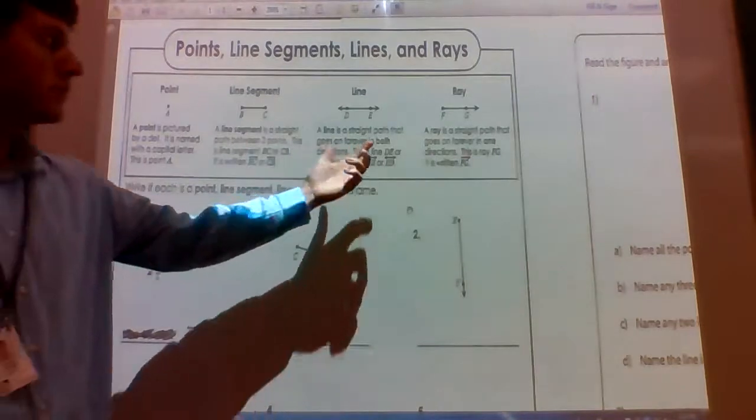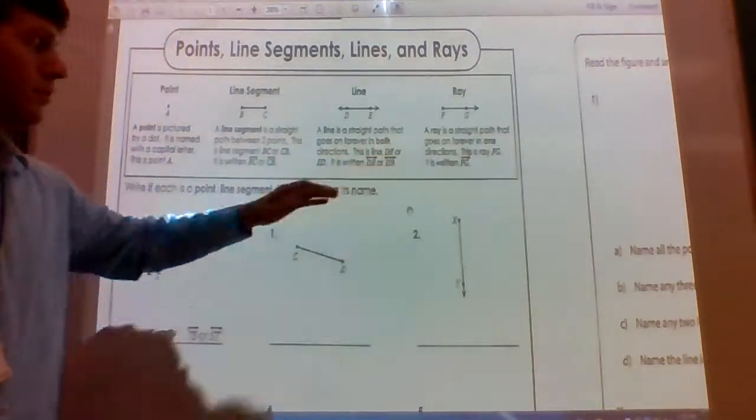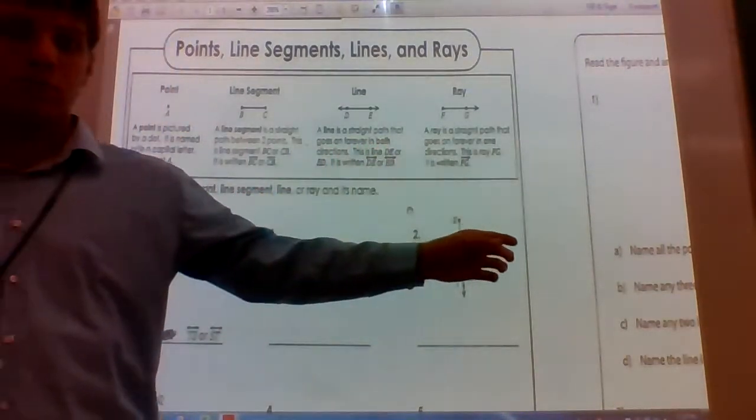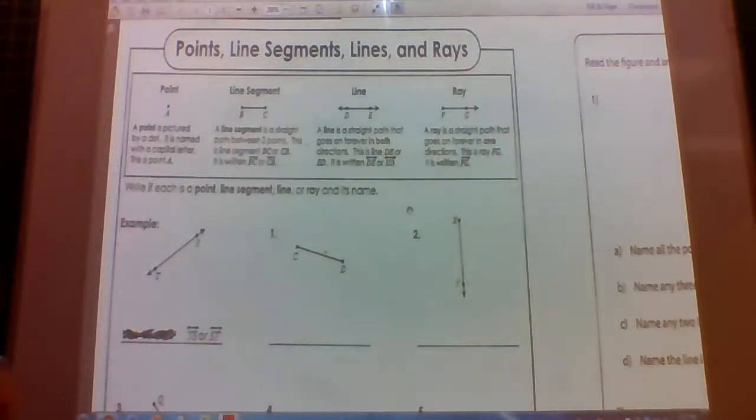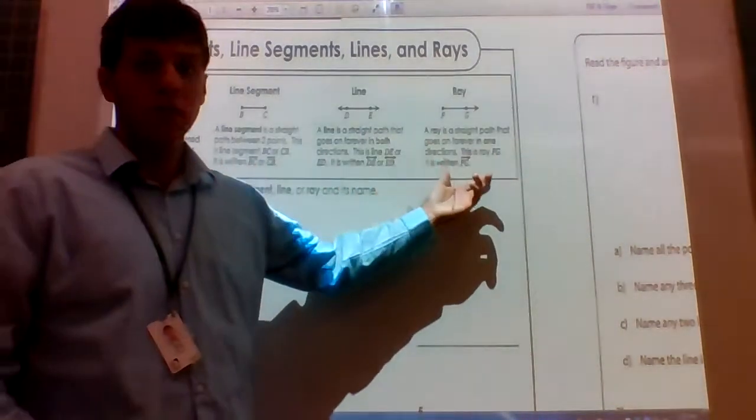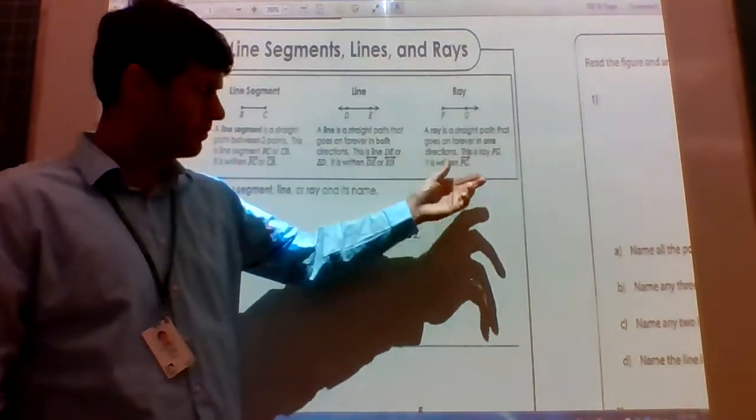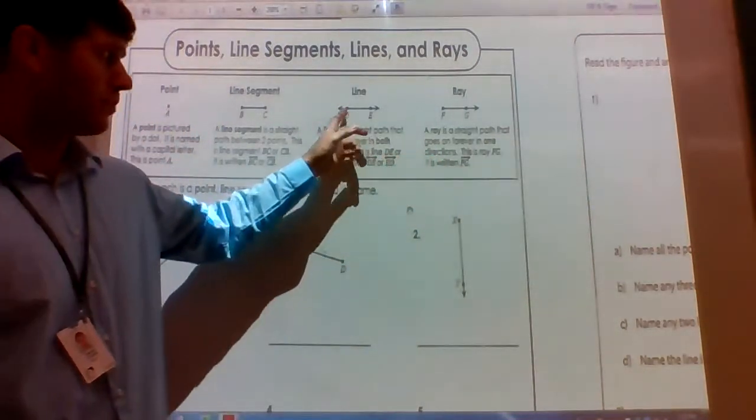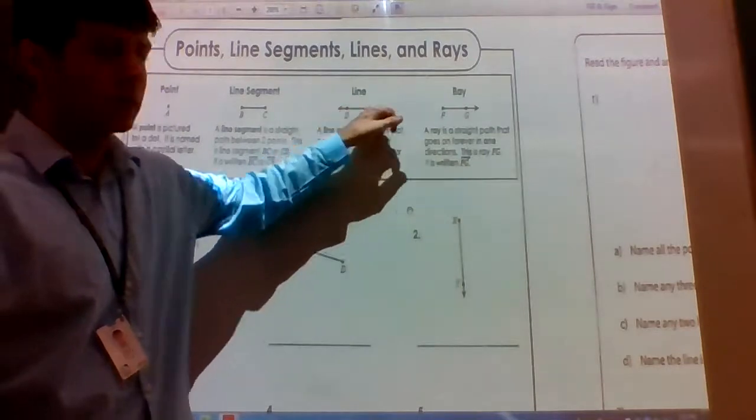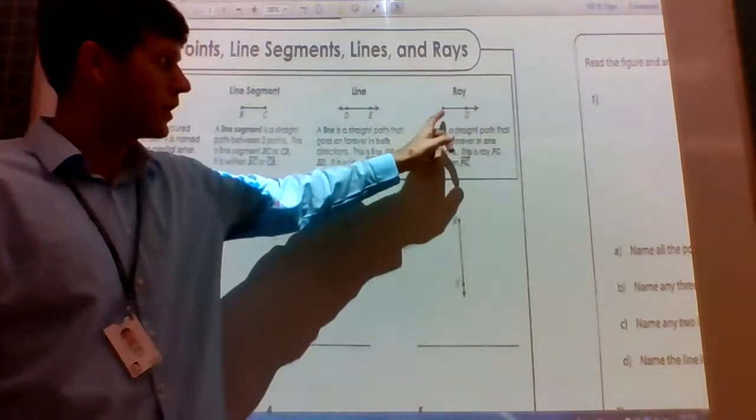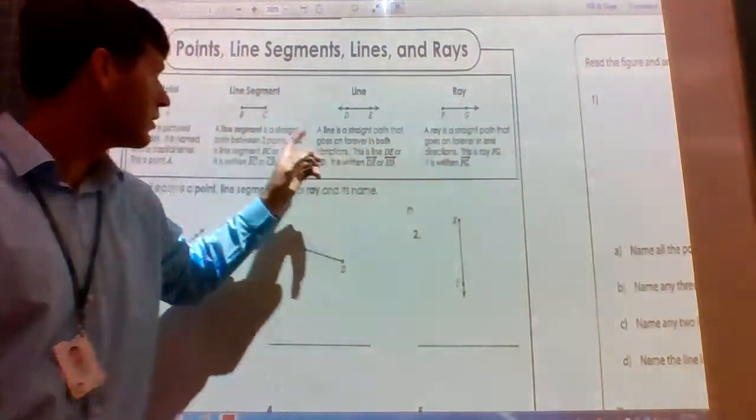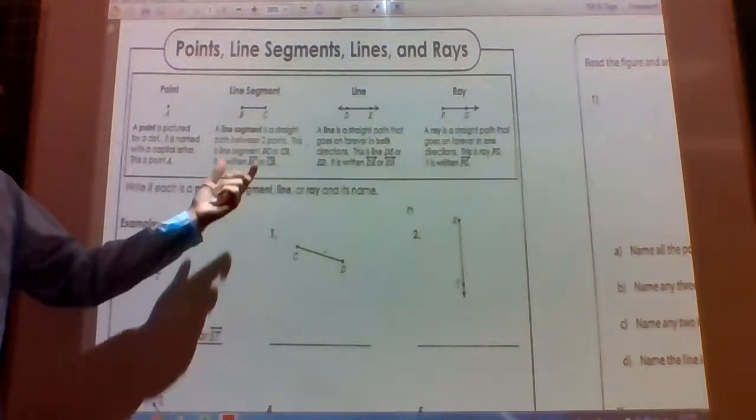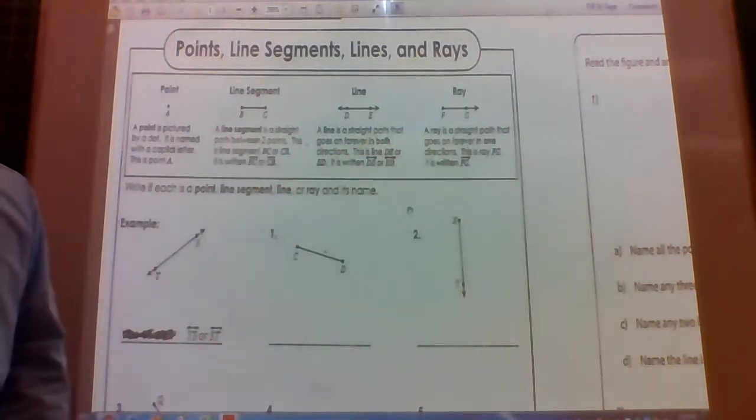So a line is going to be a straight path, and it's going to go on forever in both directions, in opposite directions. Segments and rays are parts of lines. A ray is going to contain one endpoint on the line, and then it's going to go forever in one direction. So here we have endpoint F, going forever through G. And for a segment, we have two endpoints and all the points in between.